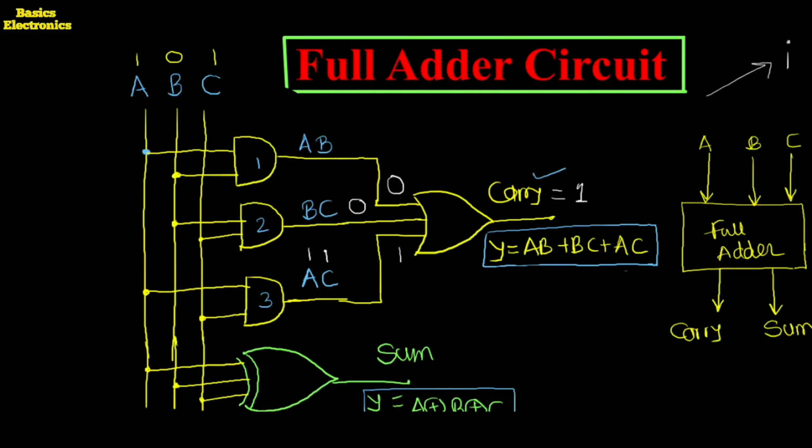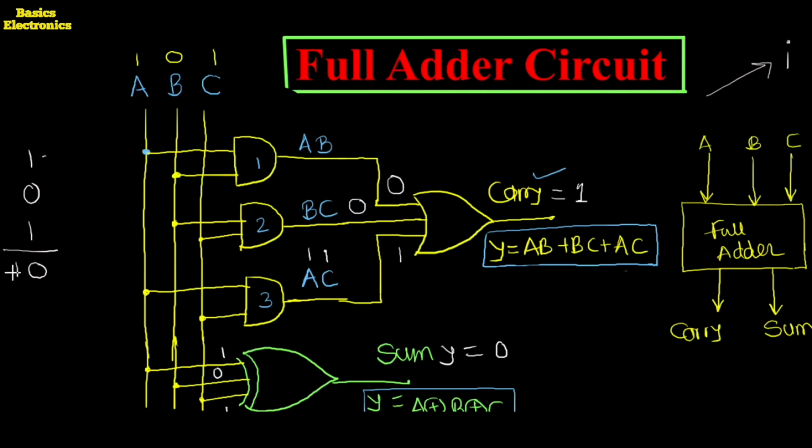The inputs A, B, C, that is 1, 0, 1, are applied to the XOR gate. Here the output of the XOR gate Y is 0 because an even number of logically high inputs are applied. So for the inputs 1, 0 and 1, we get carry equal to 1 and sum equal to 0.